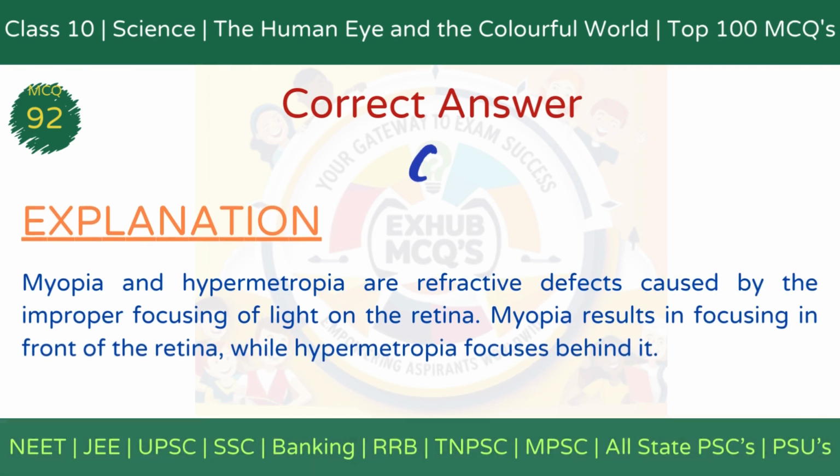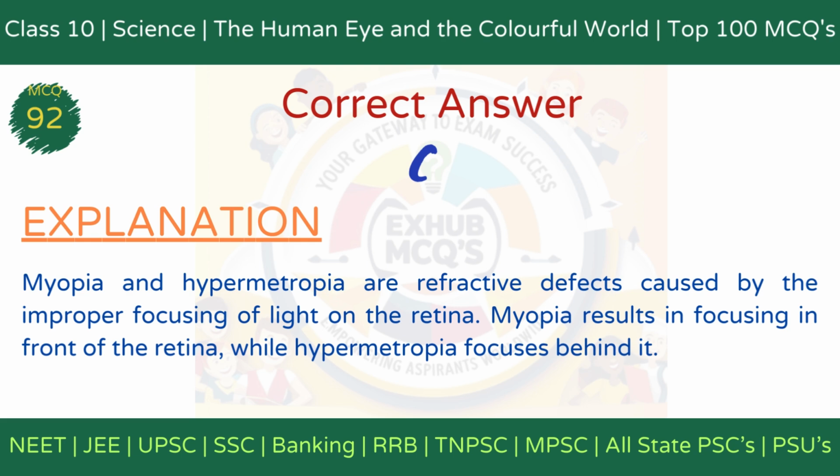The correct answer is option C, incorrect focusing of light. Explanation: myopia and hypermetropia are refractive defects caused by improper focusing of light on the retina. In myopia, light focuses in front of the retina, while in hypermetropia, it focuses behind it.